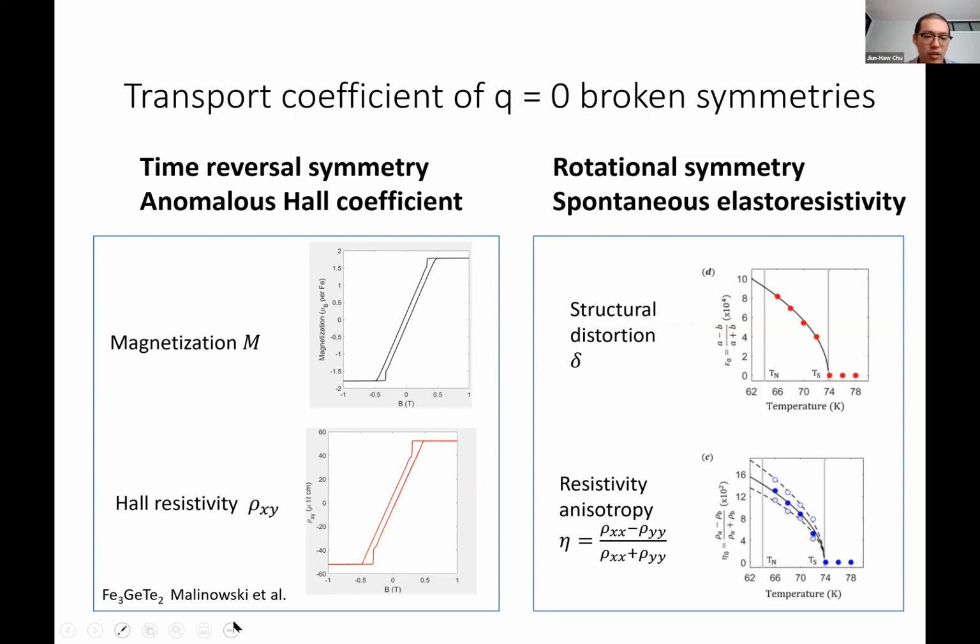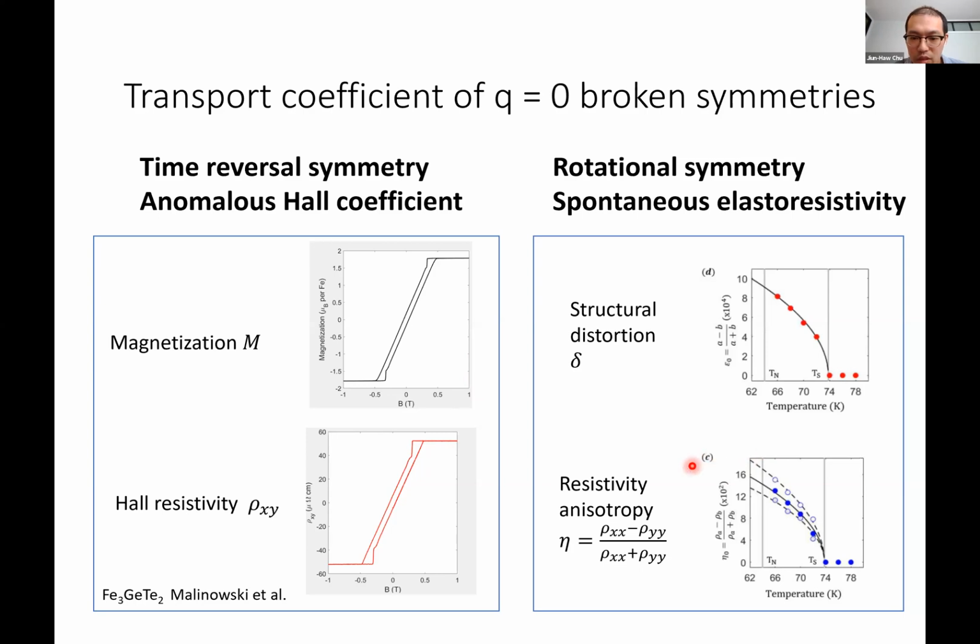For example, in this ferromagnetic material, you can see that the magnetization versus field looks just like the rho xy versus field. Now we also have another Q equals 0 symmetry-breaking phase, the nematicity, where the transport coefficient looks just like the thermodynamic order parameter. And we know that the anomalous Hall coefficient, which is defined by this transport coefficient divided by the thermodynamic order parameter, which is magnetization, gives you a lot of information about systems, such as Berry curvature.